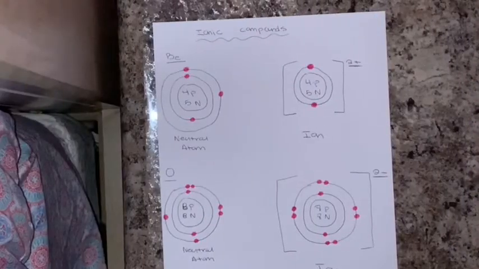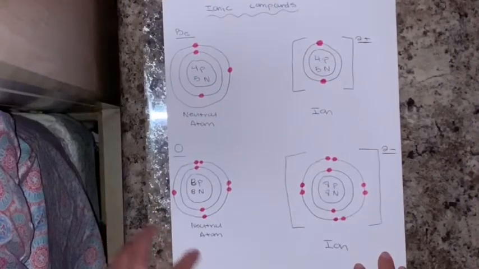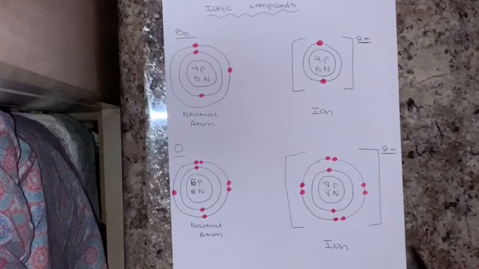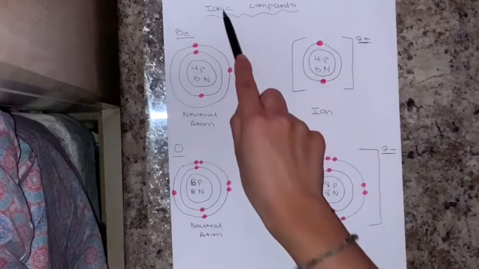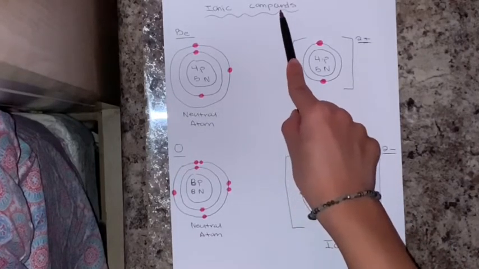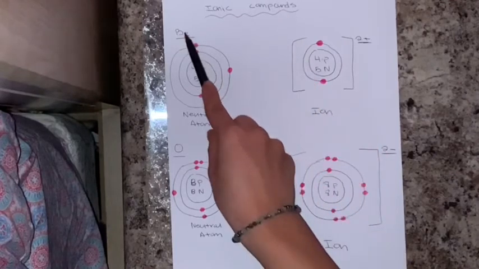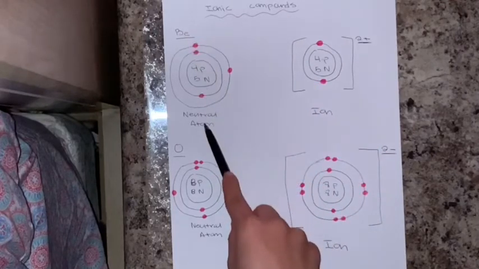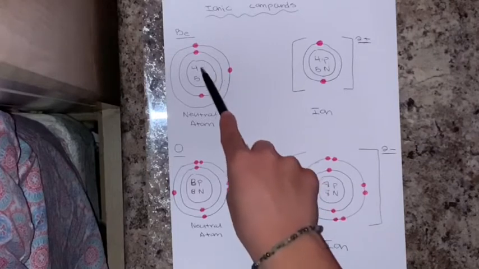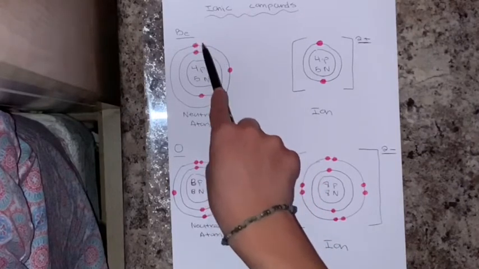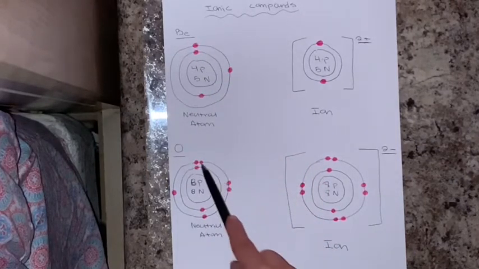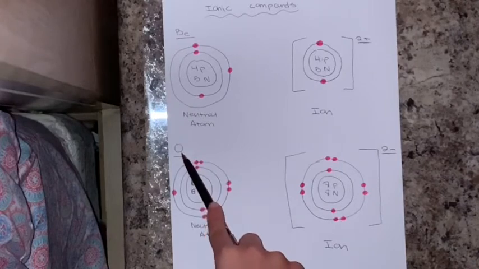And so I'm going to display the video. So we're going to be looking at ionic compounds, and ionic compounds are oppositely charged ions held together by electrostatic forces of attraction. So cations are going to be pulled together with anions because they are oppositely charged. So here we have beryllium's neutral atom, and here we have oxygen and oxygen's neutral atom.